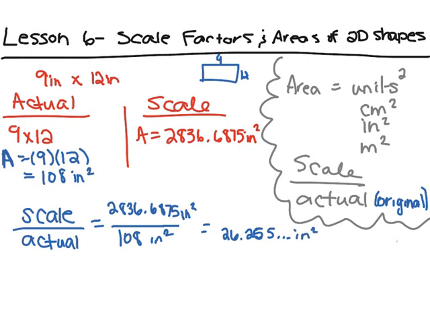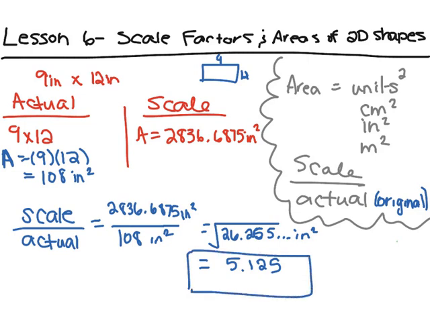That's inches squared. Because we want to find just the scale factor, we don't want it squared. We just want it in inches. So to find it in just inches, you're going to square root your scale, and you get 5.125. So your scale for this diagram is 5.125 over 1.